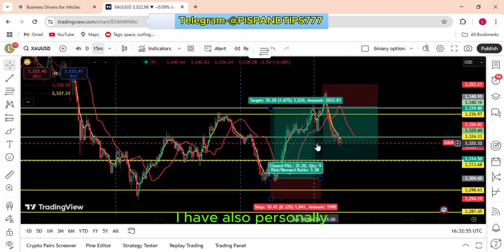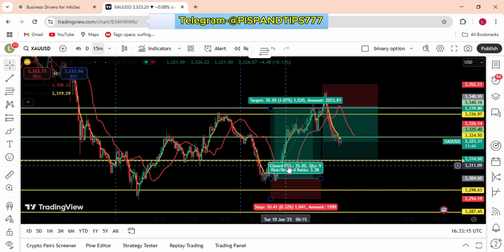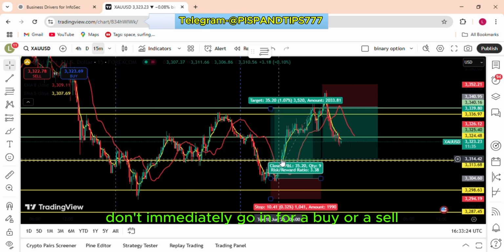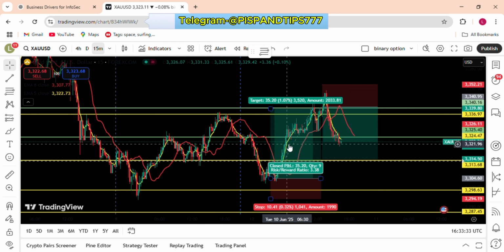I have also personally tried this strategy on BTC USD, and I see that it works well on that pair too. Most times when trading with this indicator, especially with BTC, whenever there is a cross of the EMA, don't immediately go in for a buy or a sell. Wait for a retest or a pullback after the cross to then go into the trade that you have planned.